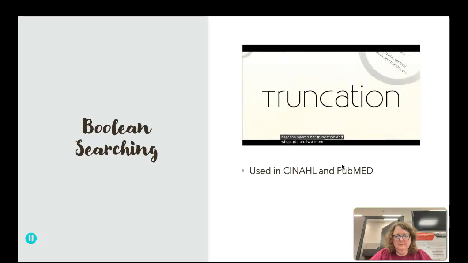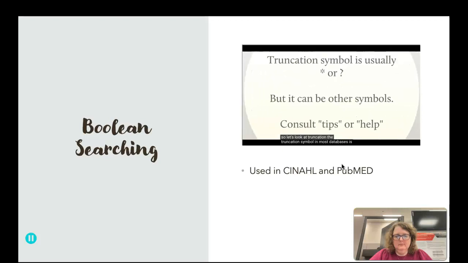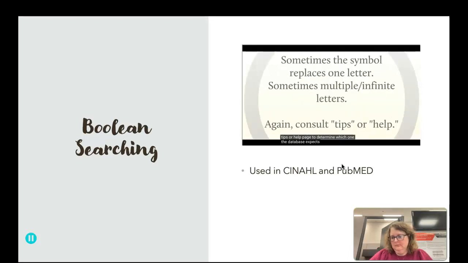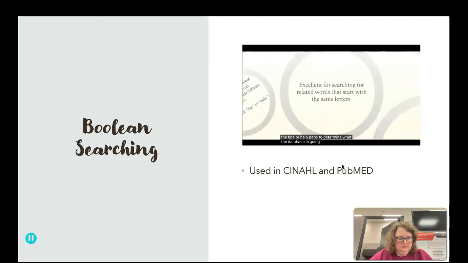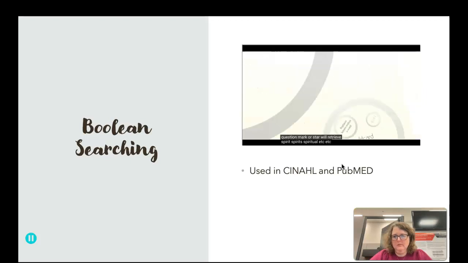Truncation and wildcard are two more important tools. So let's look at truncation. The truncation symbol in most databases is usually a star or a question mark, but it can be other symbols. Again, consult the tips or help page to determine which one the database expects. Sometimes the symbol replaces one letter, sometimes it replaces multiple or even infinite letters. So again, you'll want to look at the tips or help page to determine what the database is going to do. This is excellent for searching for related words that start with the same letters. So for example, entering in spirit with a question mark or star will retrieve spirit, spirits, spiritual, etc., etc.